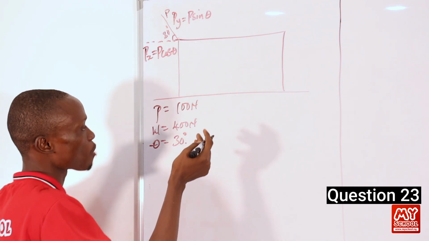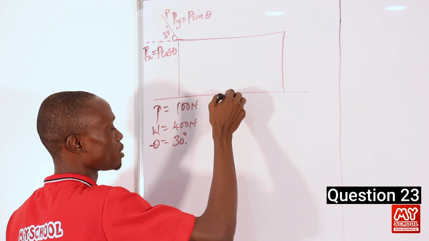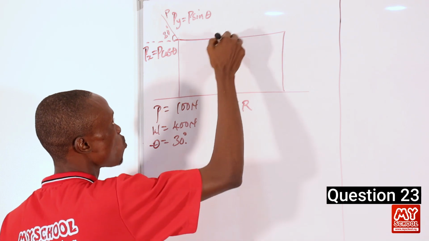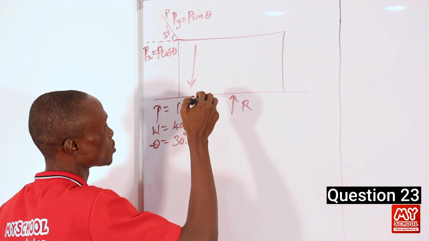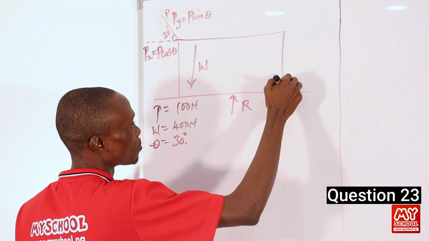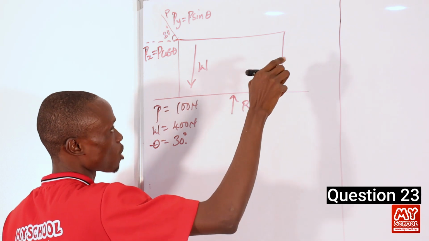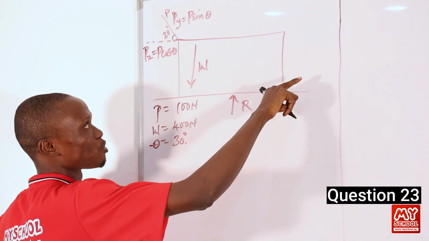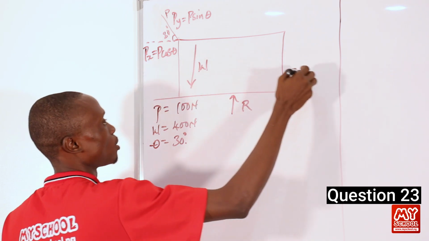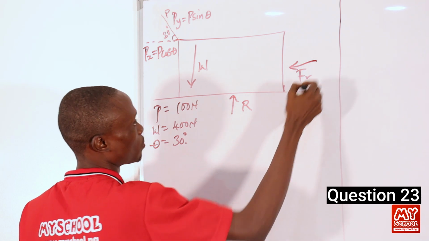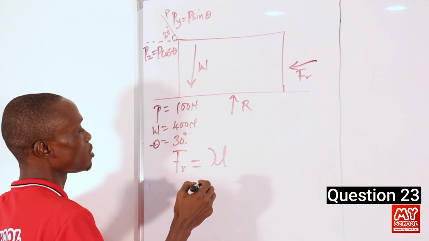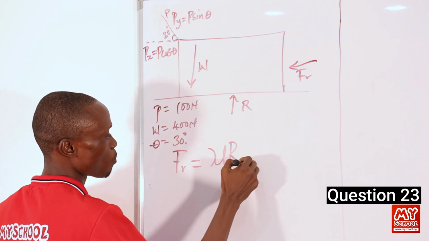Now, apart from that, we also have the normal reaction, which is acting on the bus. Let's call that R. Then the weight of the bus is acting downward. Let's call it W. Then we also have the frictional force, which is resisting the movement of the bus, so that force is acting backward. Let's call it F. But remember that F is equal to the coefficient of limiting friction times the normal reaction.